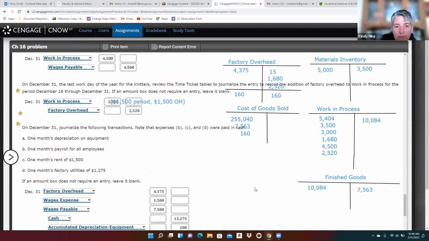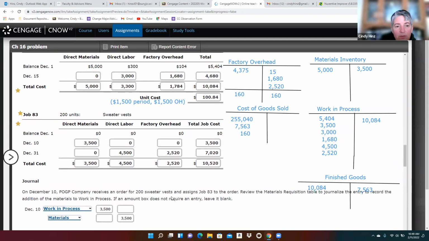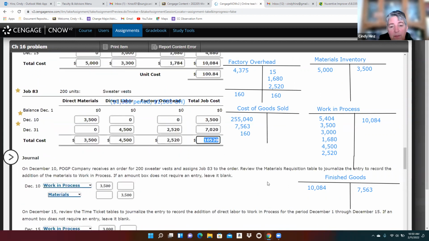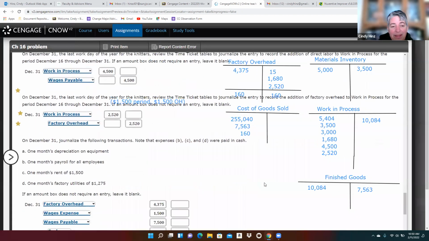I'm going to show you something. If we go up to the job order cost card for job 83, there's that number, $10,520. It better match, right? What we have in work in process is only job 83. So what's in our work in process, the control or master account, better be what we have in there for job 83. So I feel pretty good about that, the numbers match. They need to.